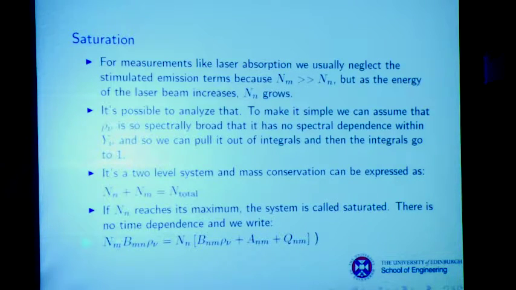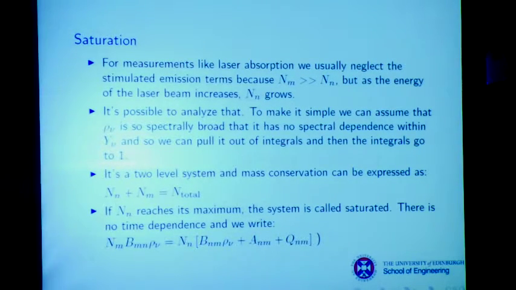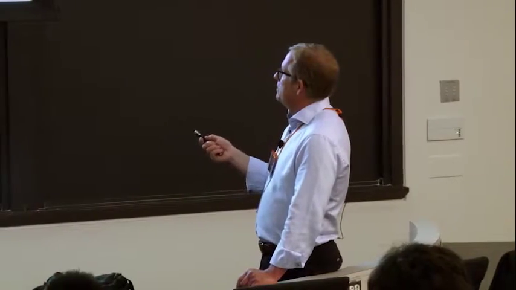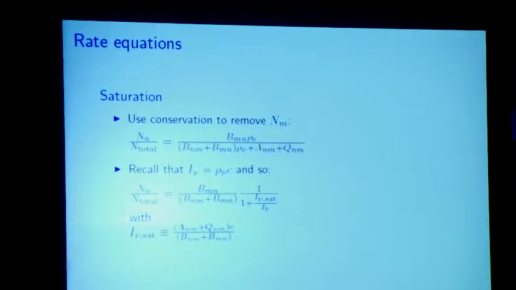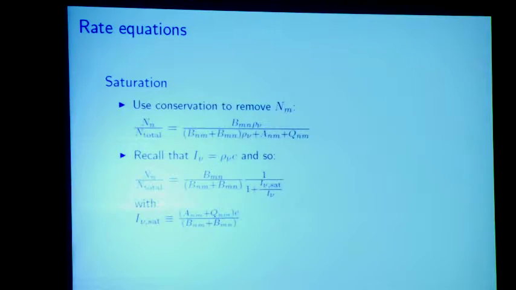So now when that happens, there's really no dependence on time anymore, because you've basically filled the excited state as far as you can. And it's just going to be cycling back and forth. Nothing's going to look like it's changing with time now. So we can get rid of the time dependence, and we got that. Now we use conservation of mass to remove n sub n, and we get this expression here. You recall that we wrote that expression for I, so we can write this way, where the saturation irradiance is given by that term there.